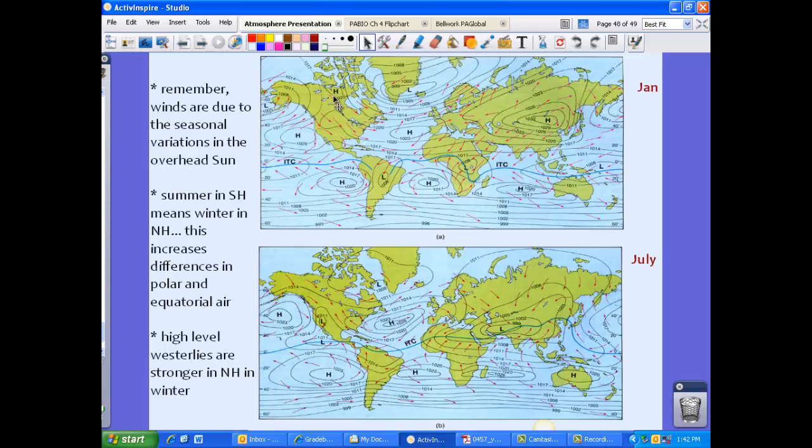High-level westerlies are very strong in the northern hemisphere in winter. And we see this a lot of times in the wintertime. You can kind of see it on this map here. We actually get a lot of cold air coming from Canada, from the Arctic, and that comes directly down into the United States. We see a lot of these winds coming out of the west, like this. And that really dominates the northern hemisphere in the wintertime.